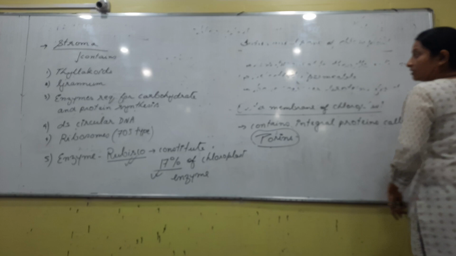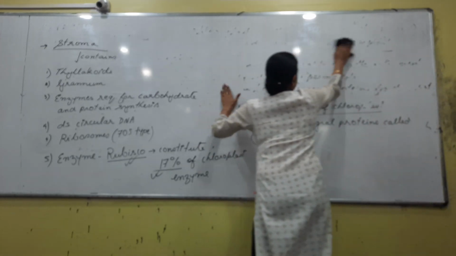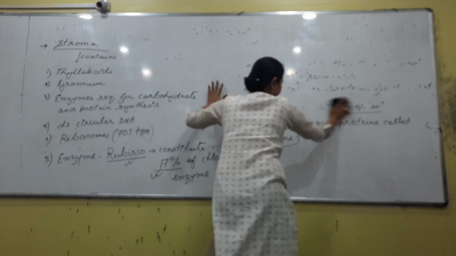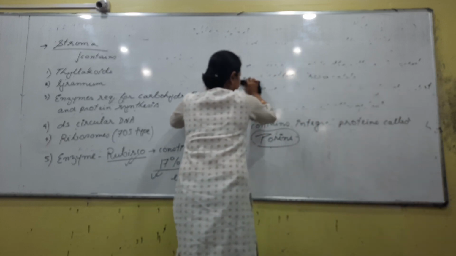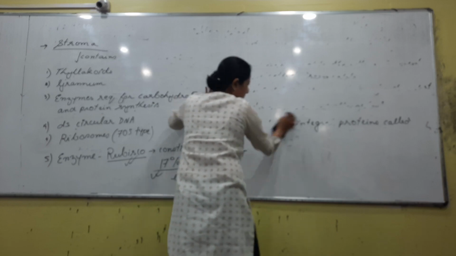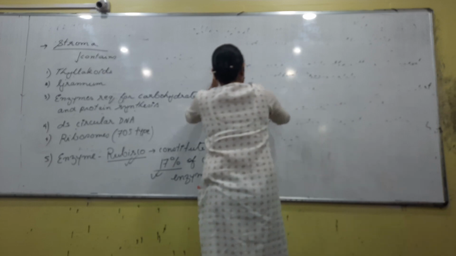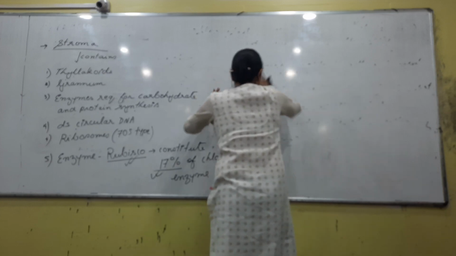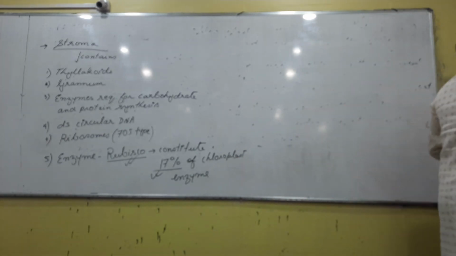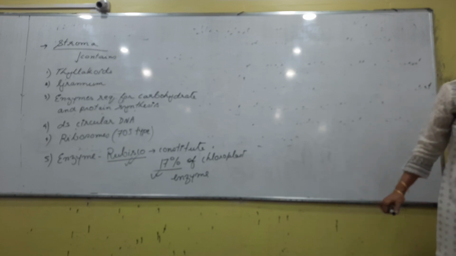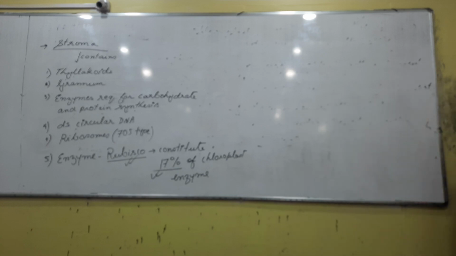Next, write something about the thylakoid. Write thylakoid, and then write site for light reaction, or is it the stroma that is written as site for dark reaction? I think it's already written in the diagram, right? So just remember, after writing thylakoid, the first point is site for light reaction.